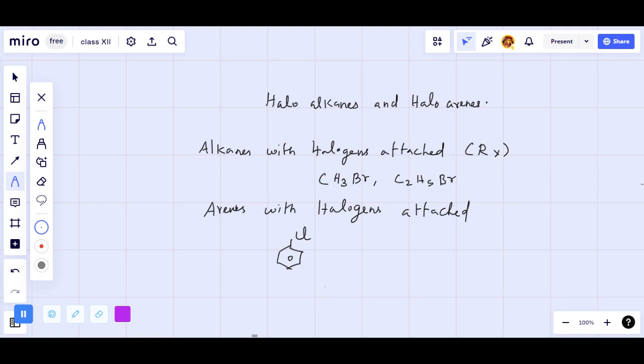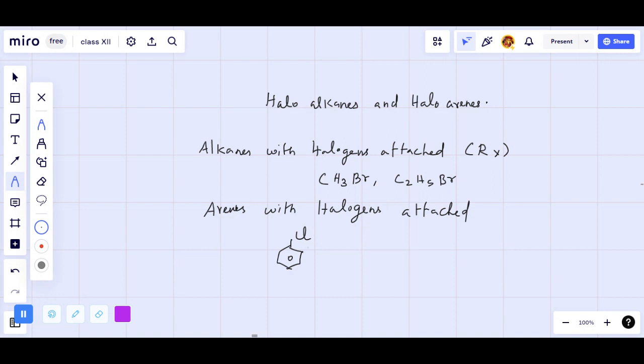So haloalkanes contain an sp3 hybridized carbon atom of an alkyl group, whereas haloarenes contain an sp2 hybridized carbon atom of an aryl group. So this is what haloalkanes and haloarenes are.